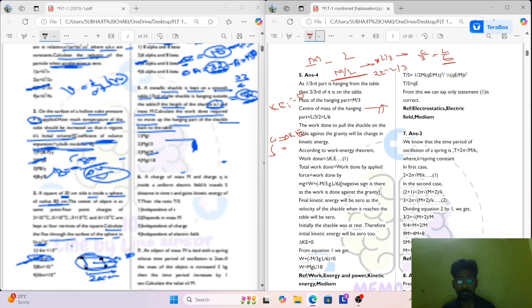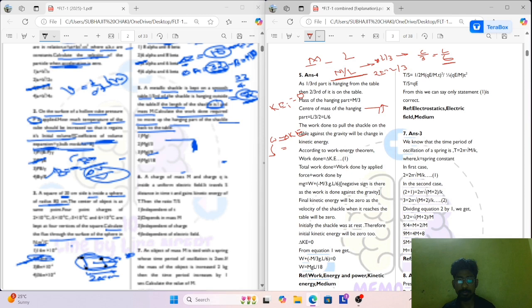And the work done by the gravity will be, first of all you have to take this portion only, M into L by 3, this is the mass of this portion, and it will be multiplied by 1 by 6, for the position of the center of mass. Now here the sign will be negative. Why? Because as I told you, the object is moving against the gravity, that means the negative sign should be there.